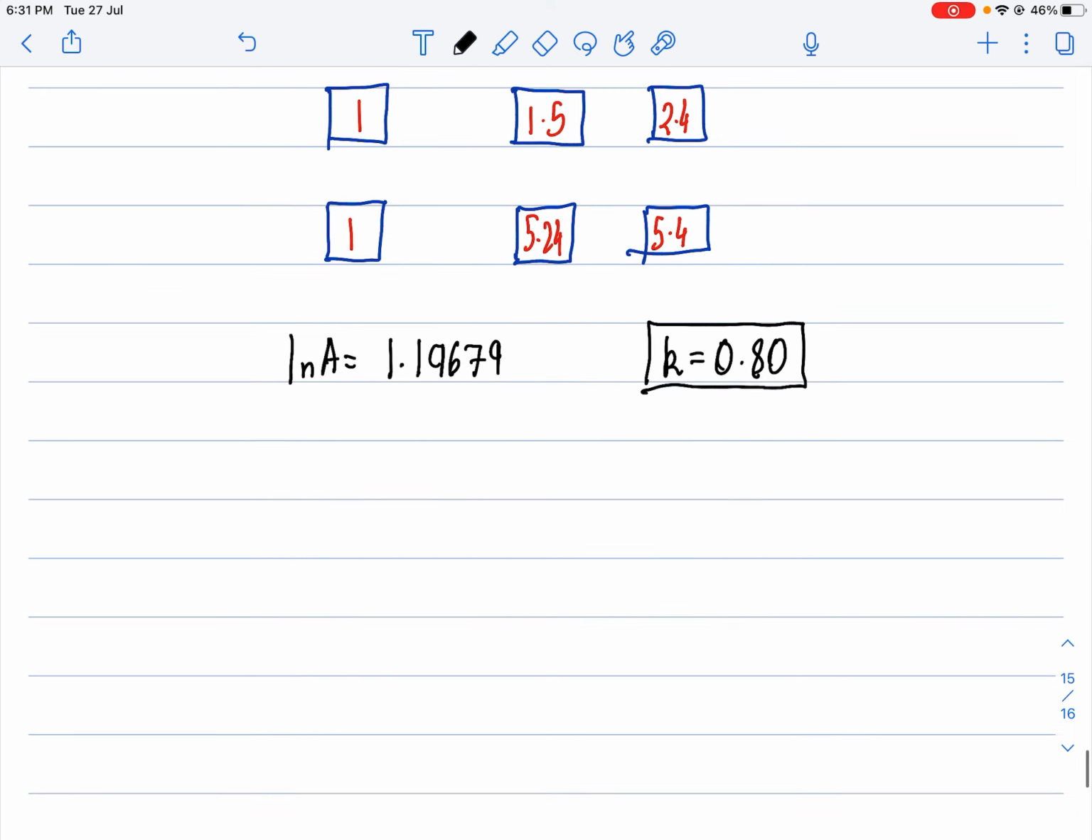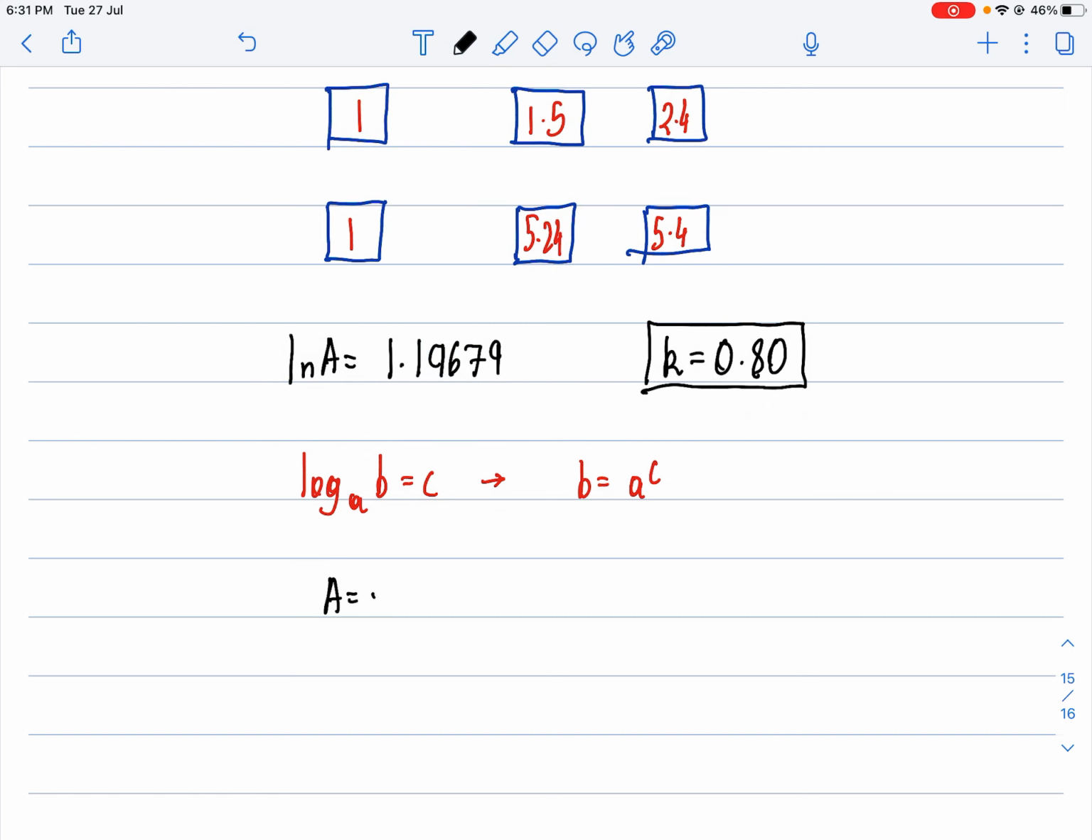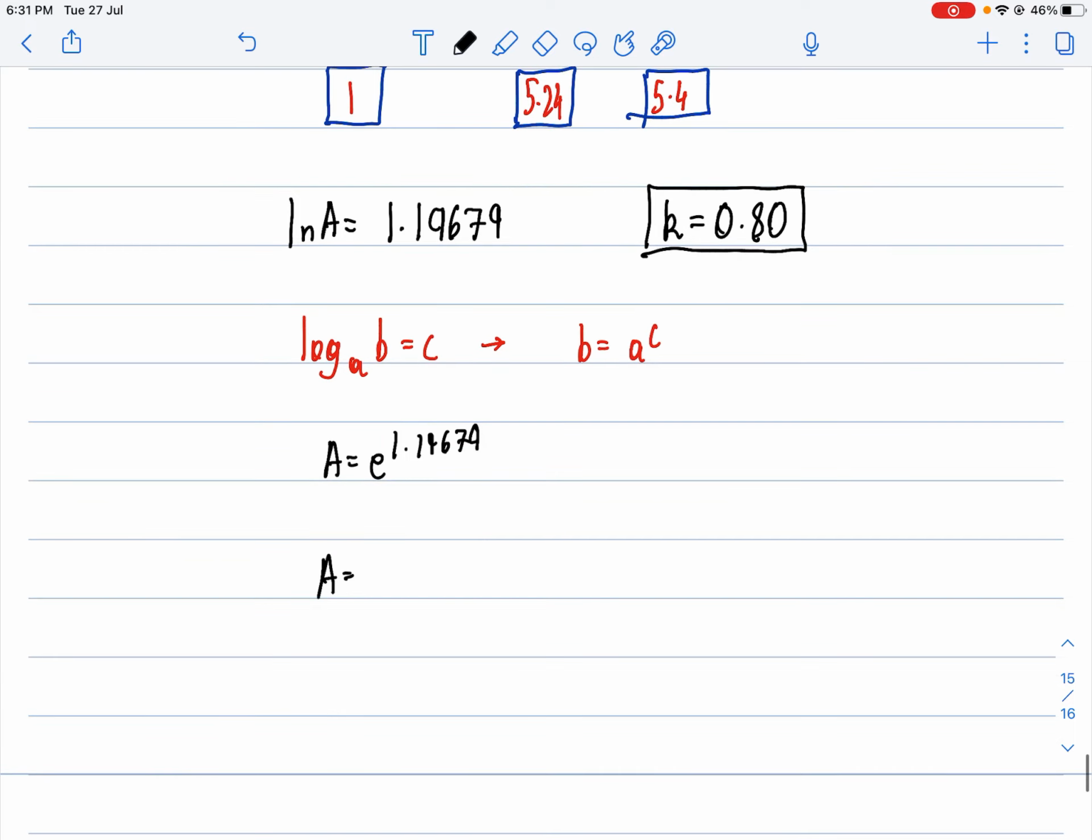Now we need to finalize a. For that I can use a log property which states that log of b with the base a equals c can be written as b equals a raised to c. Correct? So I basically get a equals e raised to 1.19679, which I can simply solve on the calci. So I can write this as e raised to 1.19679, where I basically get 3.31. So this is basically the value of a. So I have the value of k here, I have the value of a here. So this is basically the final answer.